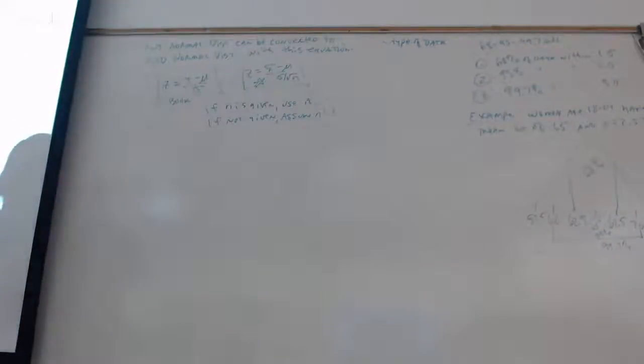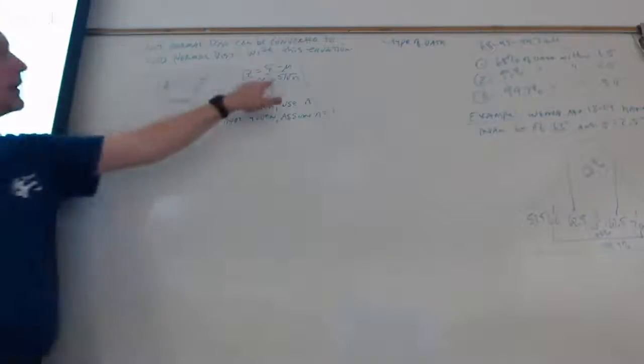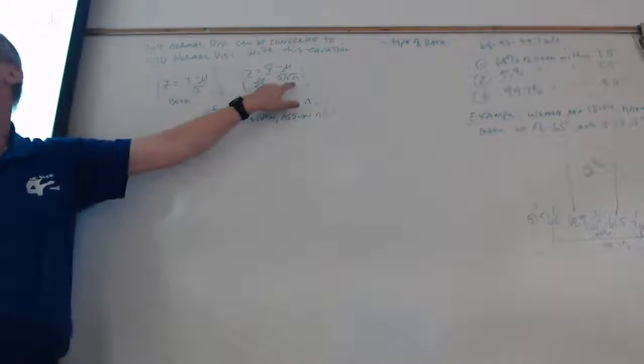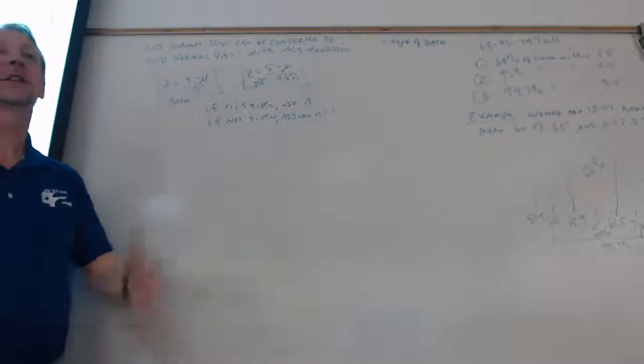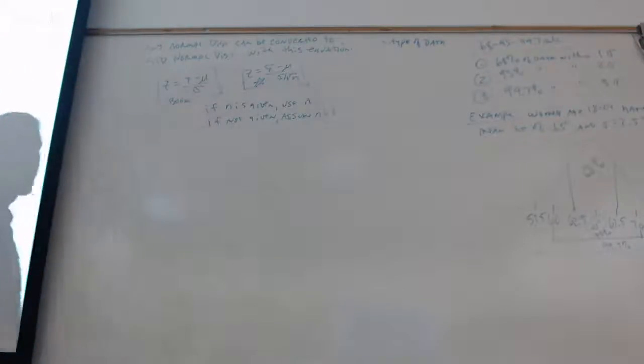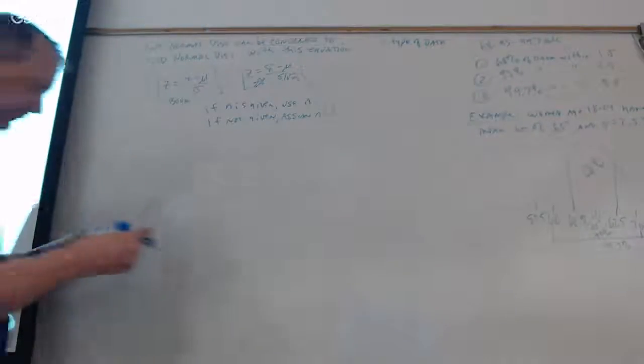What's the bottom half of the equation? This is the letter sigma divided by the square root of n. And sigma is standard deviation. Sigma is your standard deviation, divided by the square root of n. Okay, so let me give you an example here.